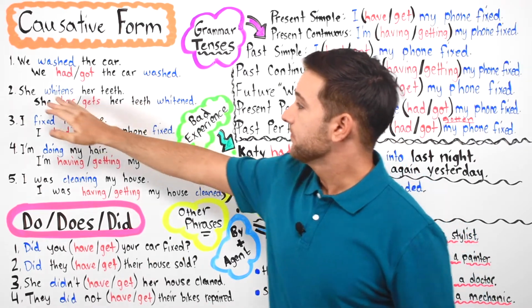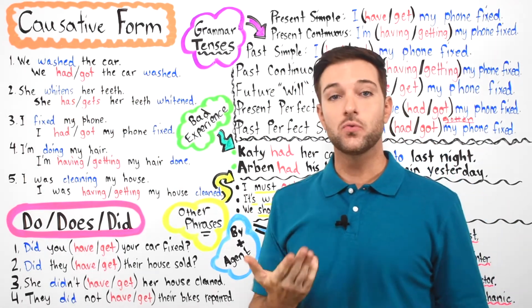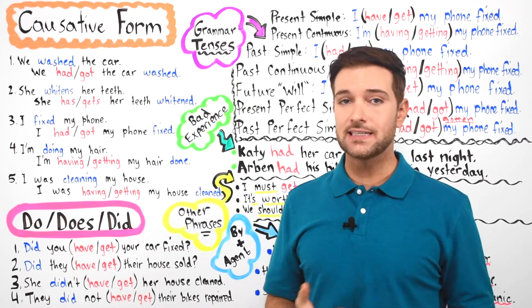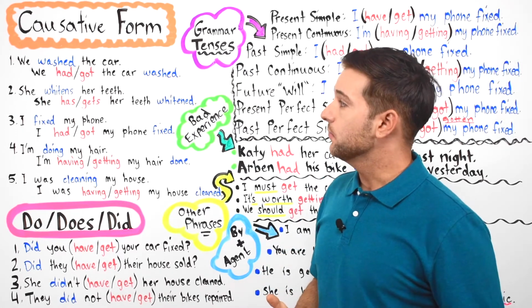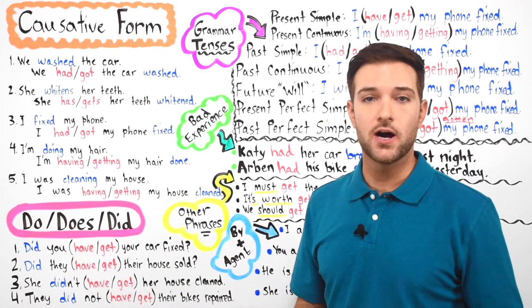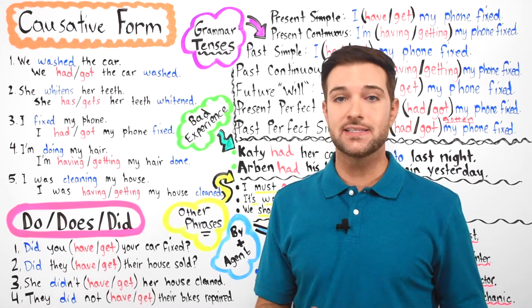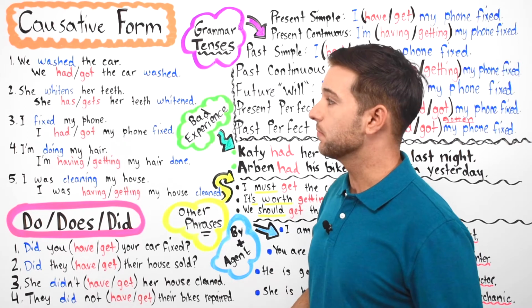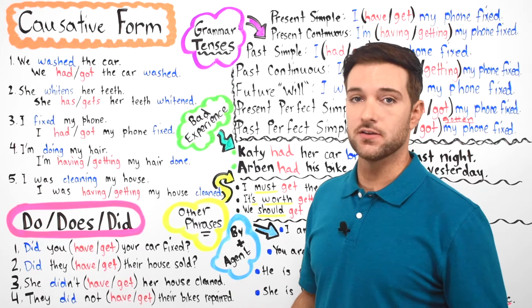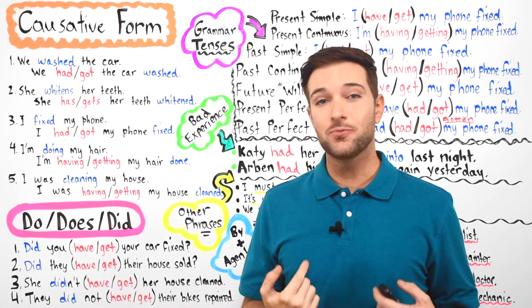Now look at this one. It says, "We had the car washed." Now, in this sentence, it's clearly understood that we have paid somebody, probably, to wash the car for us. Whatever the case may be, it wasn't us that washed the car. It wasn't us who performed the action. We had the action performed by somebody else.